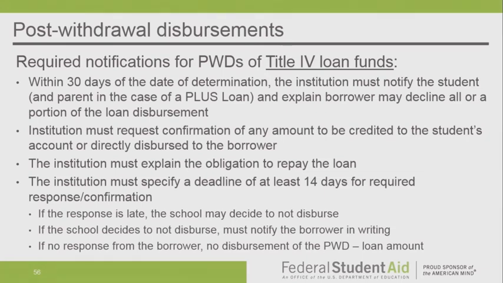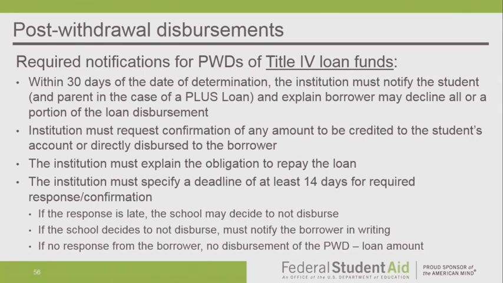You need to explain to the borrower that they have the opportunity to decline all or a portion of the loan. These are students that have withdrawn from school, right? They're no longer going to school. If they accept this post-withdrawal disbursement of the loan, they're assuming the responsibility to repay that loan. Do they really want to borrow that money if they're not going to school anymore? Taking on a legal obligation. So you need to counsel them on that. But if they want to decline the loan, they need to be told that they can do that.